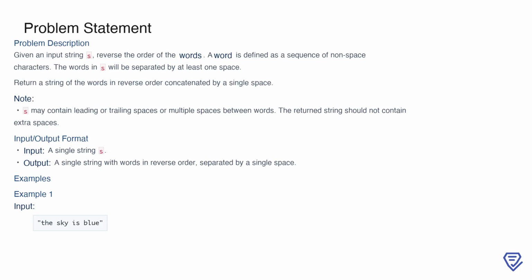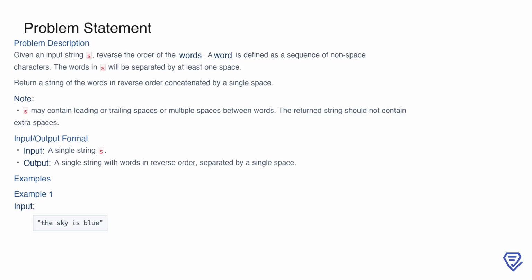In this problem, you're given an input string, s, and the goal is to reverse the order of the words within it. Here, a word is defined as any sequence of non-space characters, and words in the string are separated by at least one space. The task is to return a new string where the words appear in reverse order, joined by a single space.